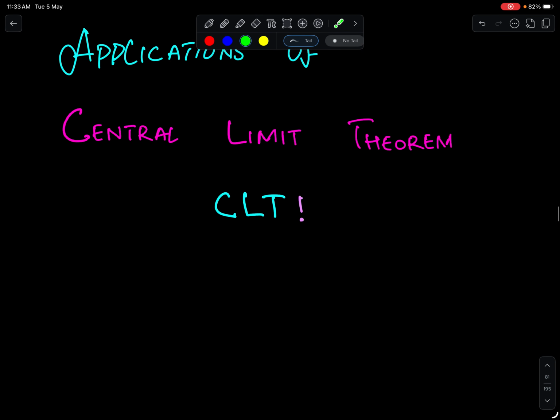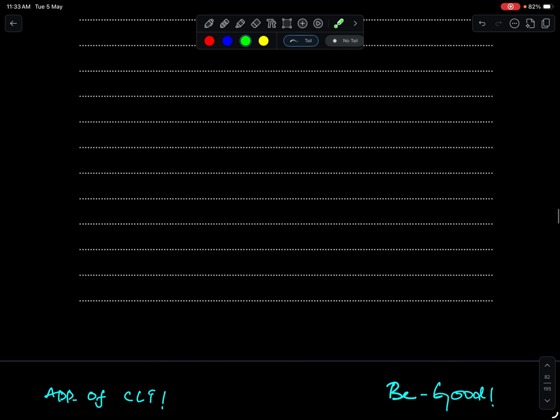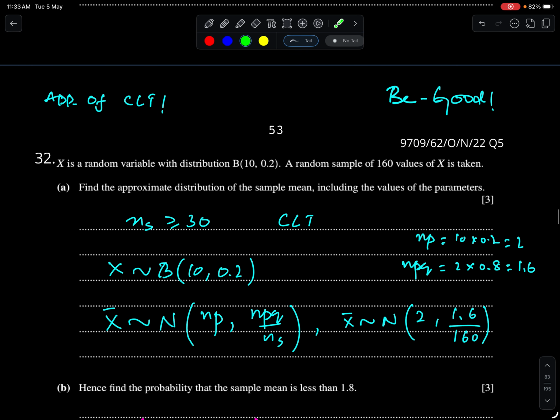Example 2 of application of CLT. If the population is binomial and the sample size is large, then number one, we have to apply CLT here. This is the application of CLT. Now, number one, find the approximate distribution of the sample mean. They are saying state the distribution of X bar.